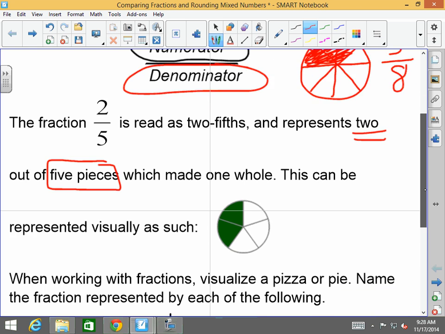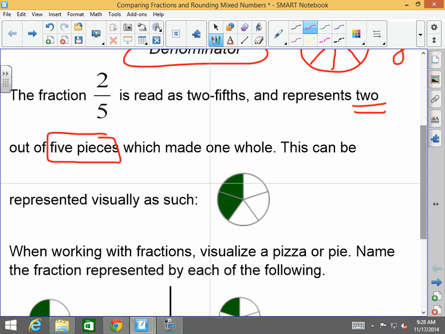If you see this circle here, it has 5 individual pieces. And these 5 pieces are all equal. And you have 2 of these pieces shaded in green. So that's why this fraction is 2 over 5, or 2/5. It's 2 pieces out of 5 whole pieces, which make one complete whole pie.